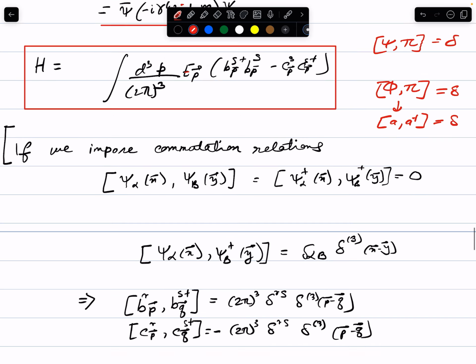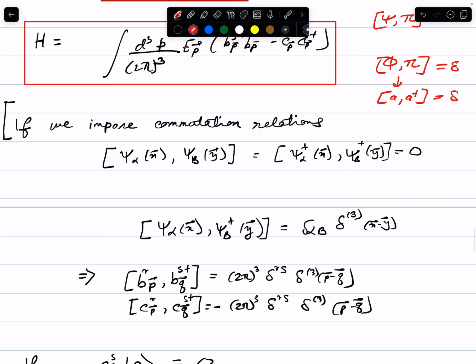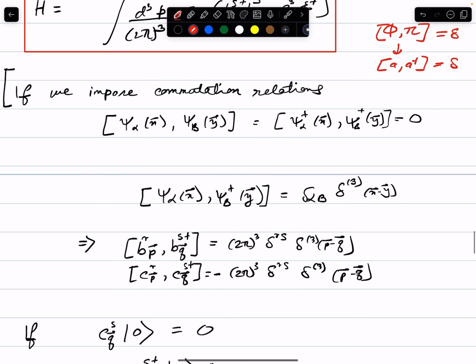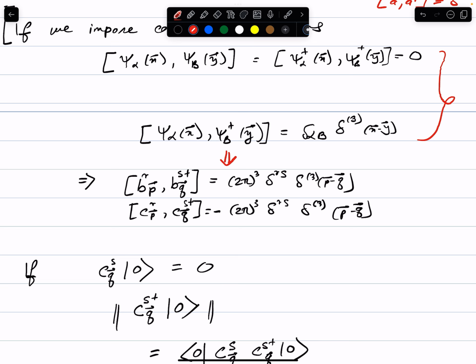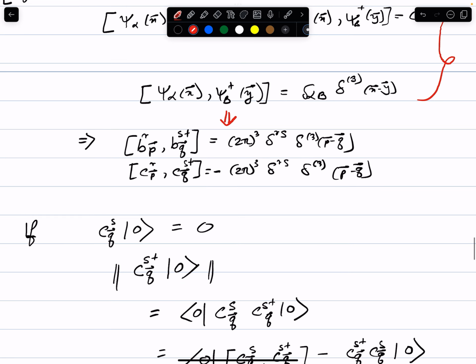And I will just tell you what would go wrong. So if we impose commutation relations on this, again sparing you the calculations, we get that the oscillators satisfy these commutation relations. We're using something strange, which is that the c guys have a minus sign.